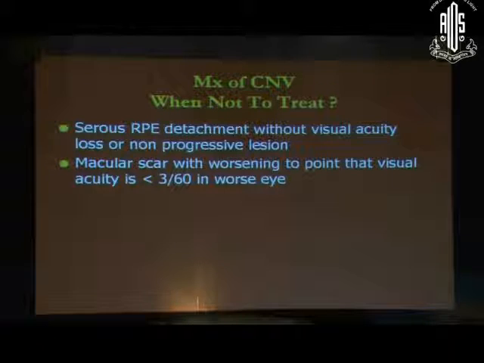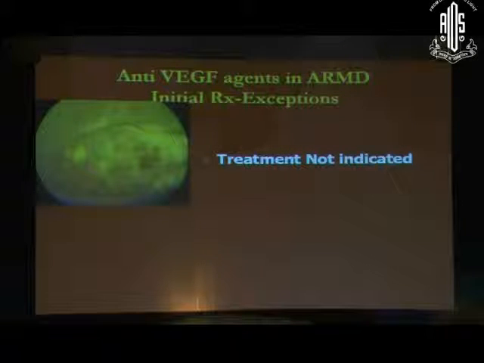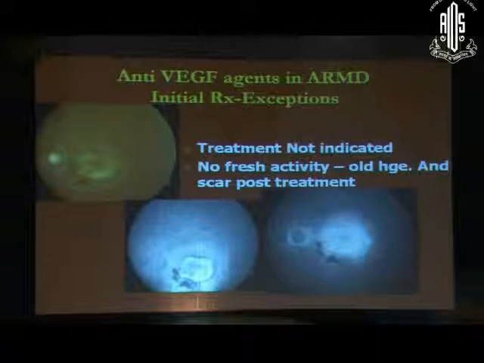The fact is that if you have a non-progressive serous retinal RPE detachment, or a serous RPE detachment with good vision maintained and no vision loss, this is an indication to hold your hand. There is also a situation where you must know that you've done all you could have. So a situation where you have a macular scar with worsening to a point that the visual acuity is less than 3/60, and this is the worst eye, don't waste this patient's money. Let him conserve it for the other eye, and let him conserve it to preserve his style of living. This is one kind of lesion where treatment would not be indicated.